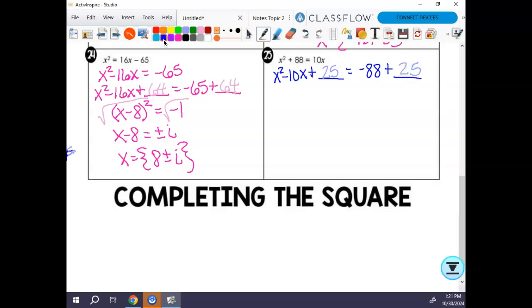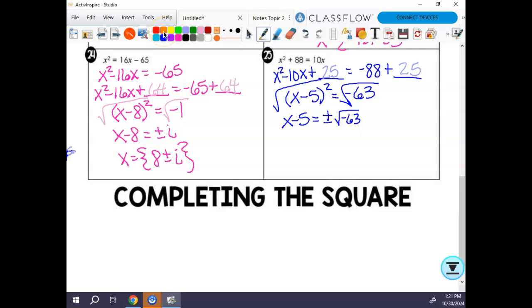So on the left-hand side, I end up with x minus 5 squared equals negative what? 63. Okay. Then I'm going to take the square root of both sides. And that gives me x minus 5 equals, is 63 a perfect square? No, 64 is, but not 63. So plus or minus the square root of negative 63. Okay, so we know the negative is going to give us what on our answer?